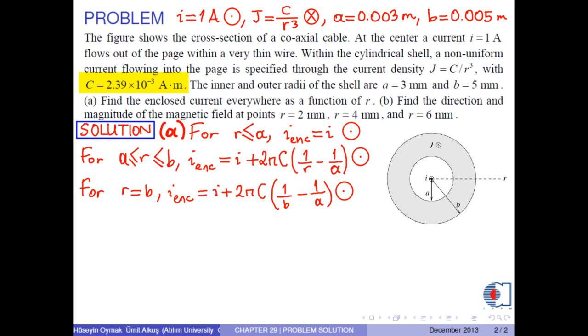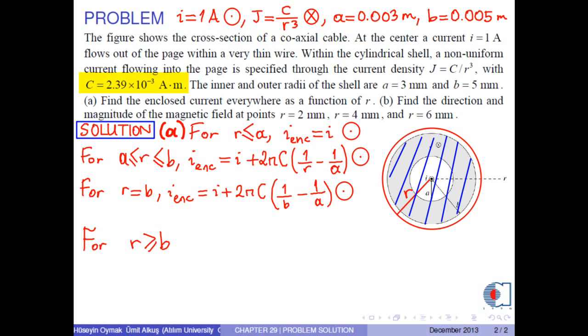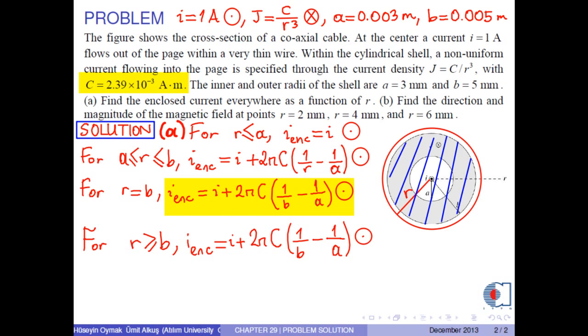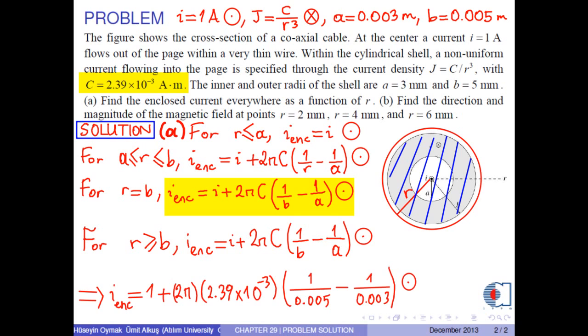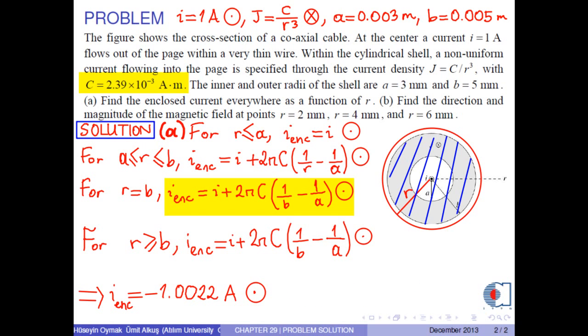Finally, for r greater than b, the enclosed current is the same as the surface case, that is, I enclosed equals I plus 2 pi C times (1 over b minus 1 over a), which is out of the screen. Now, with the numerical values, the enclosed current is obtained as negative 1.0022 amperes, which is out of the screen. The negative sign in the result tells us that the direction out of the screen should be changed to direction into the screen.